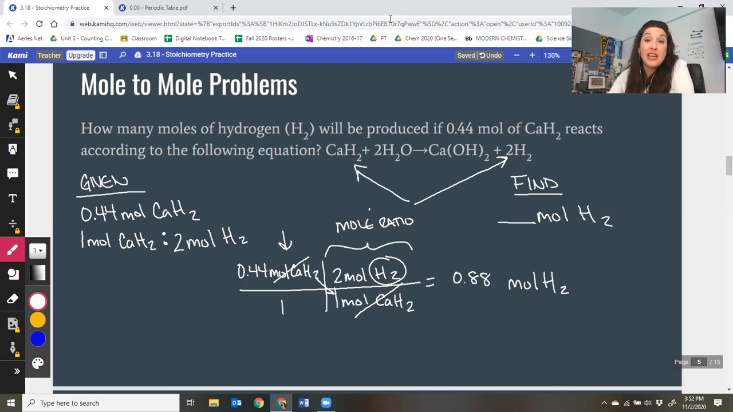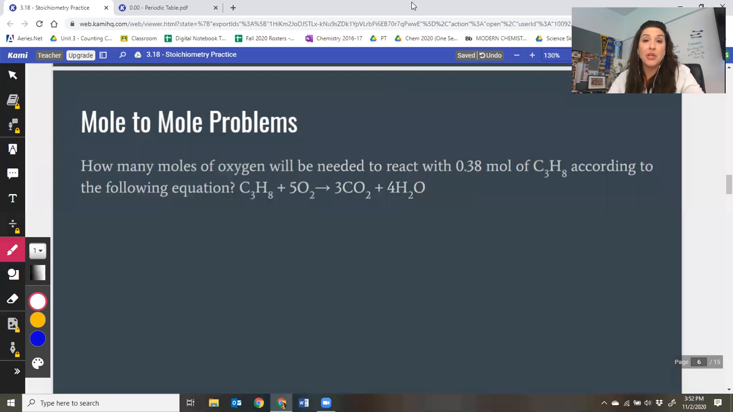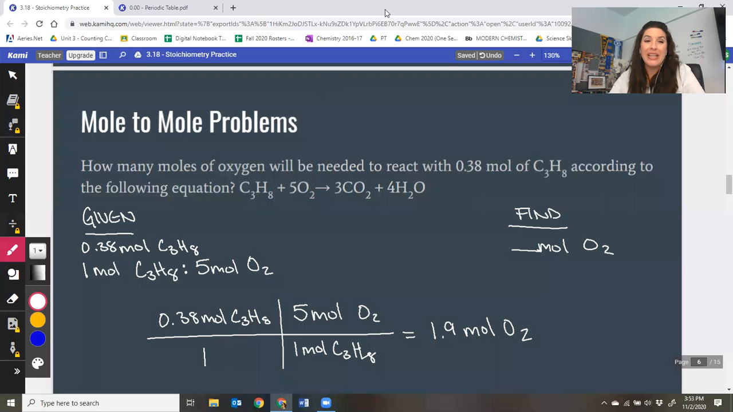All right, let's try another one. Here's our final mole-to-mole problem. How many moles of oxygen, and that's O2, will be needed to react with 0.38 moles of C3H8 according to the following equation? So we will be comparing these 5 moles of oxygen to the C3H8. And this time we're comparing 2 reactants to one another. We could do that. We just have to look for the mole ratio of those 2 reactants. So pause the video, see if you could set it up on your own, and then start it when you're ready. All right, how'd you do?